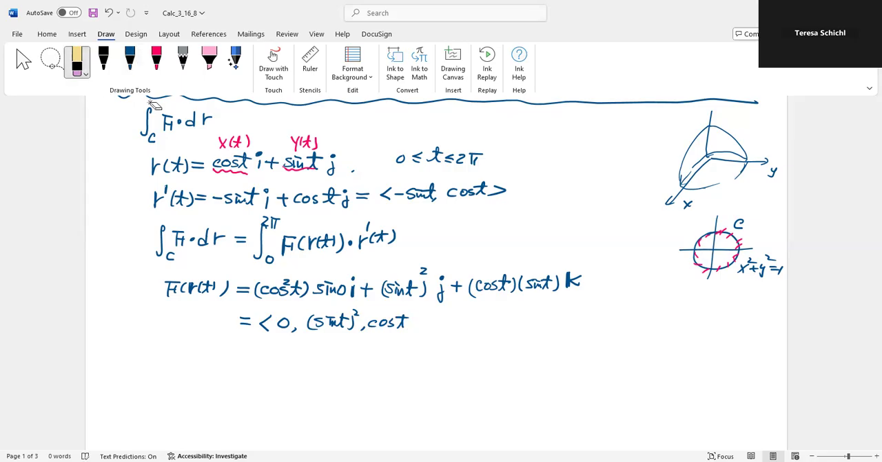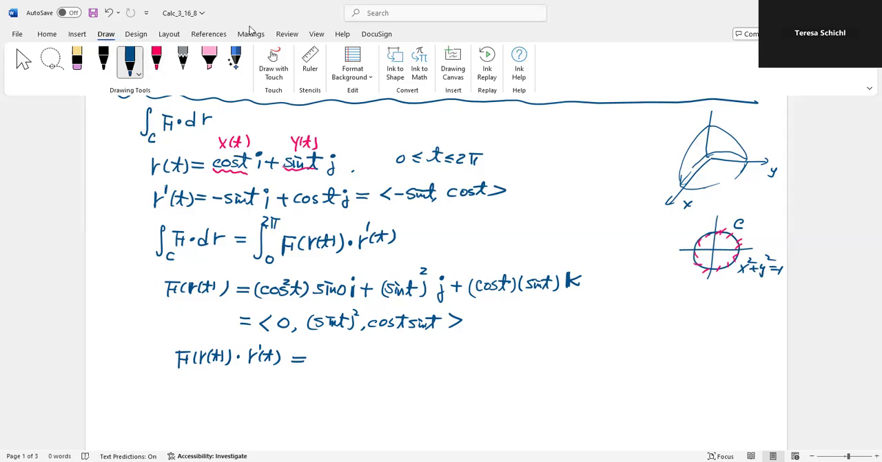So this is cosine t, sine t. All right, so I put it into vector form. And now let's do F dot R prime t. So this one is F of R(t), dot product R prime t. All right, so here is the dot product of R prime t.